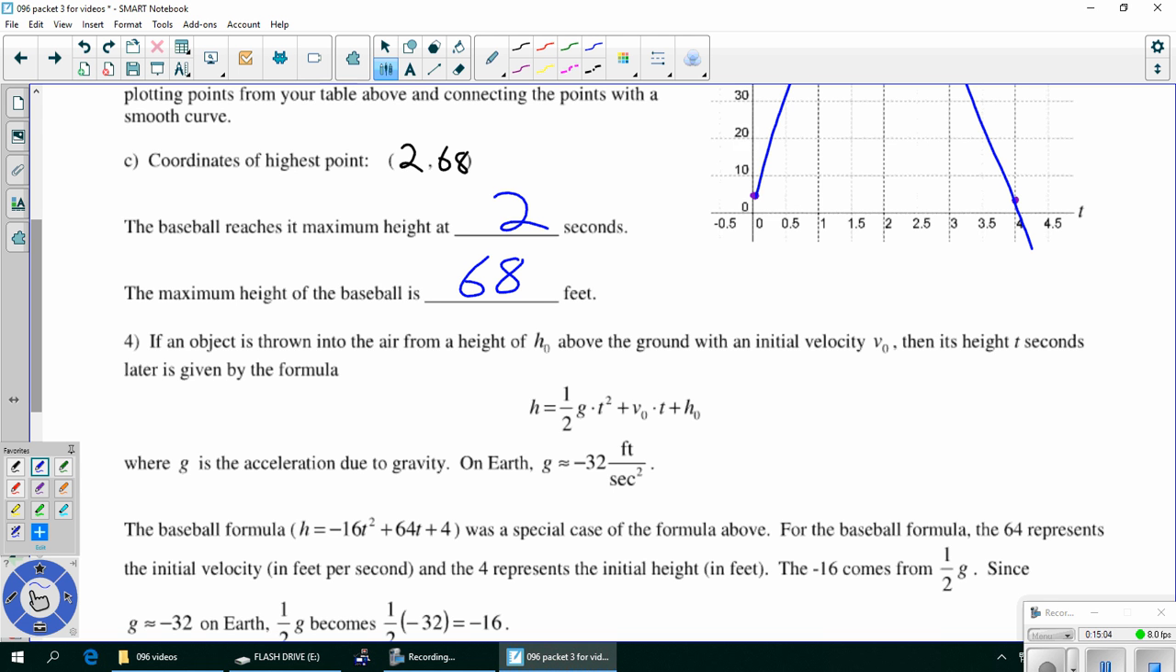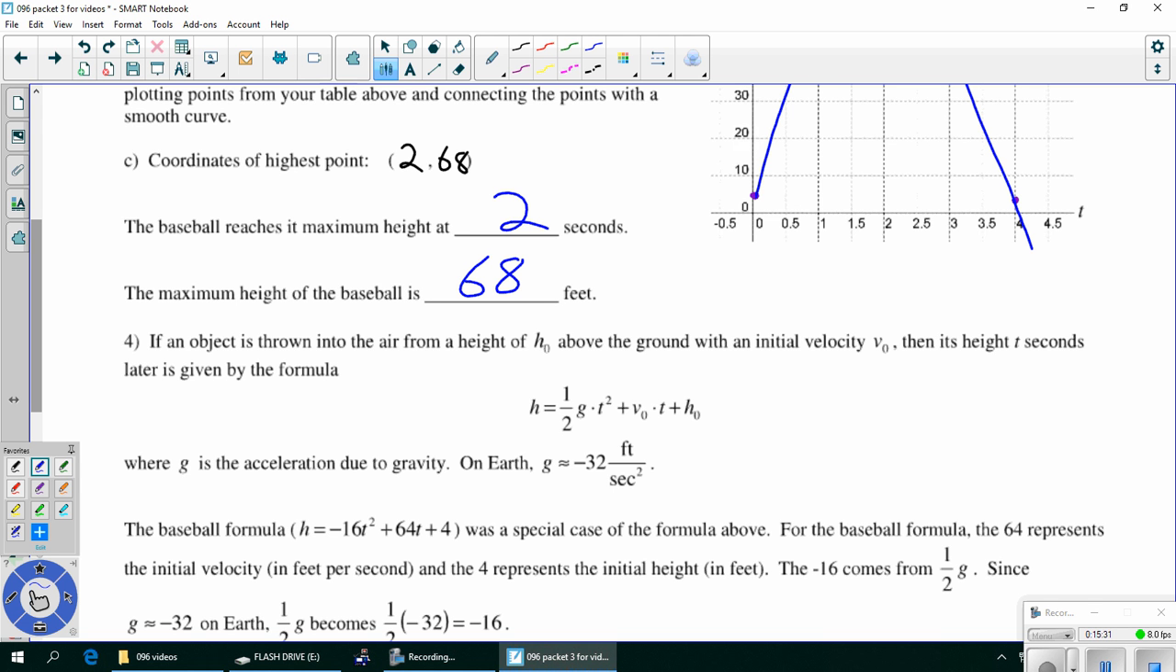If an object is thrown into the air from a height of h sub 0 above the ground with an initial velocity v sub 0, then its height t seconds later is given by this crazy looking formula. So first of all, the 0 in h sub 0 and v sub 0 is supposed to represent an initial something. H sub 0 is an initial height. V sub 0 is an initial velocity. And we use 0 to represent initial because you're imagining you do this experiment with a stopwatch in your hand.